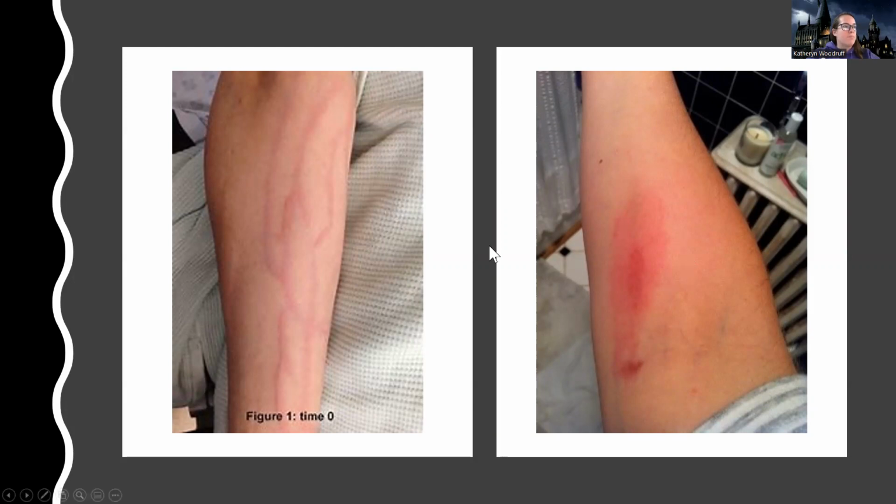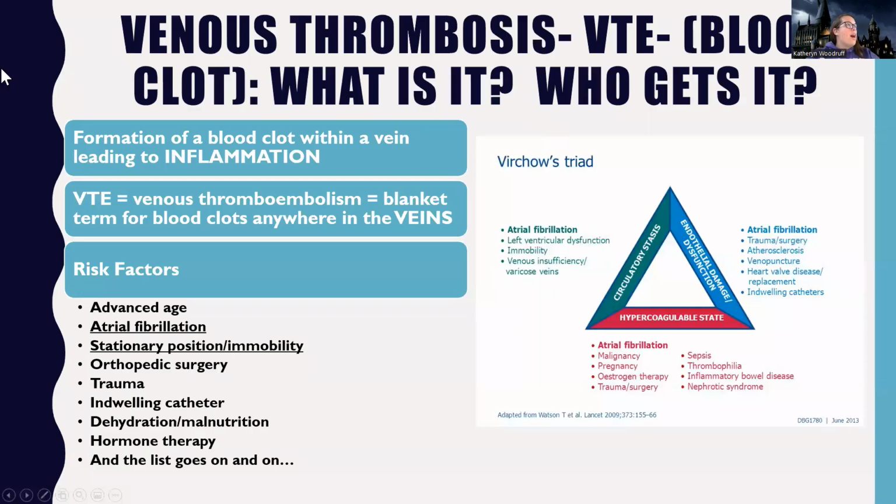Anyway, so now last but not least, let's talk about the other venous problem, which is venous thrombosis, VTE, also known as a blood clot. Blood clots can happen. You can get blood clots in your arteries too, but we're talking about venous blood clots, or blood clots that are in a vein, and then it leads to inflammation.